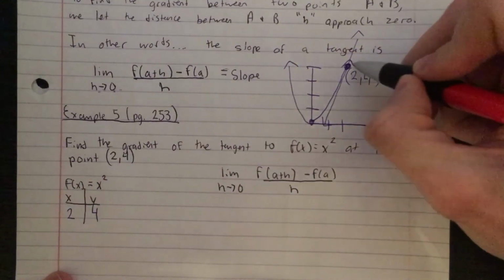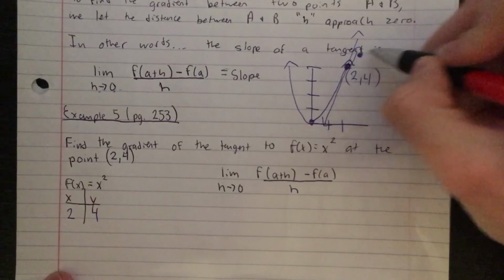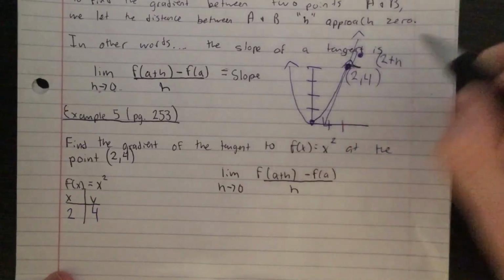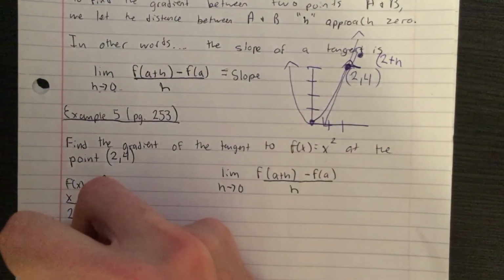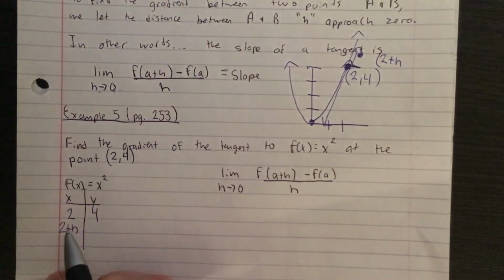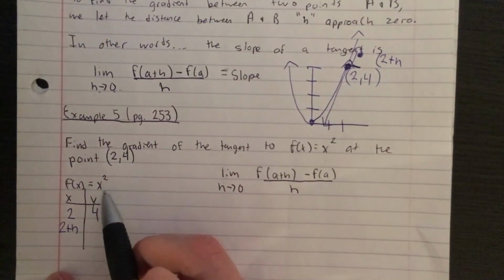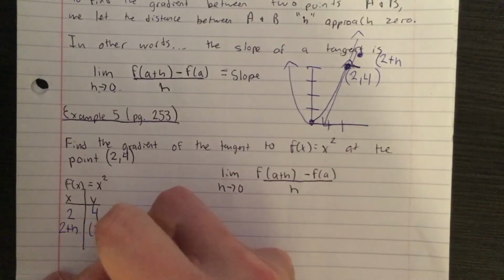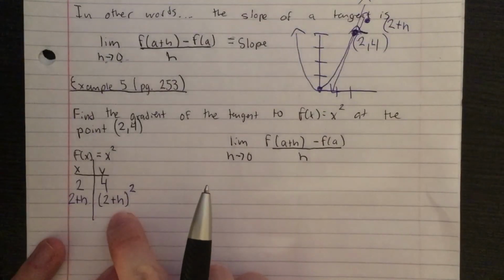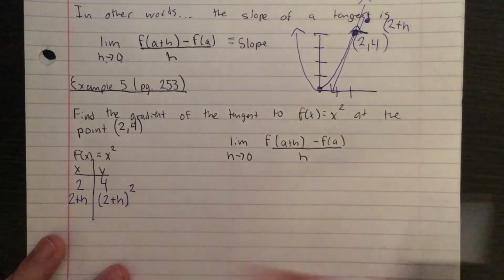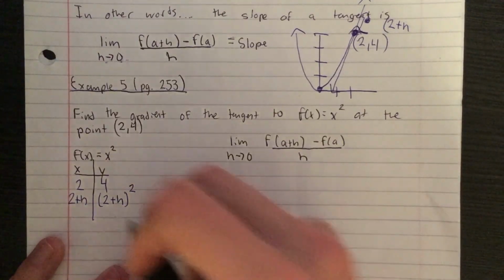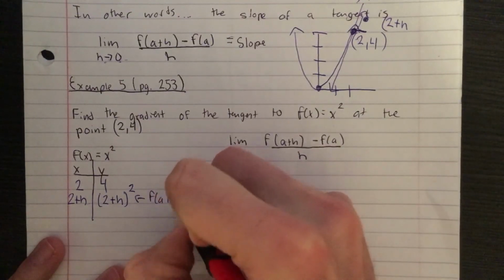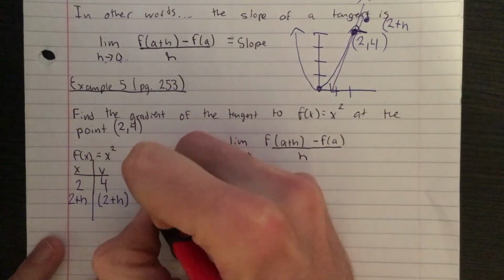Now the other coordinate that we've got on this, we don't know what it is. It is just 2 plus some horizontal distance. There is some amount of horizontal distance here. So if I do 2 plus h, if I substitute this point into x squared, I'm going to get the expression 2 plus h squared. That's physically what I'm going to get there. And so the way that we need to think about this, this right here is my f of a plus h. This right here is my f of a.